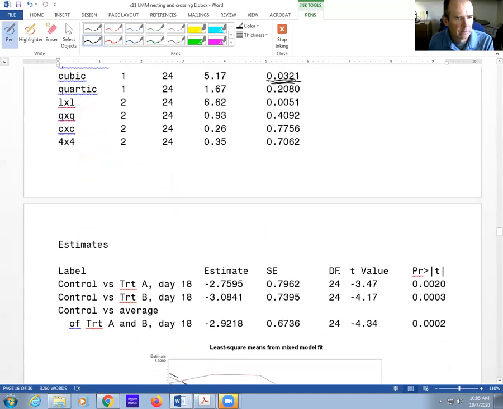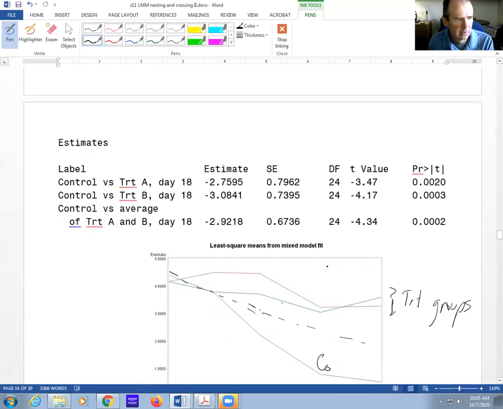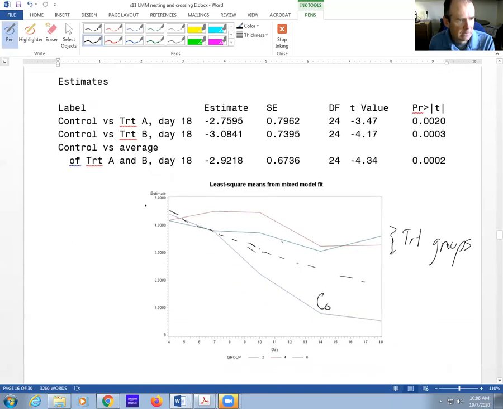Okay, and then we have tests at day 18, specific tests comparing the control versus each of the treatments, and then the treatments to each other. This one is a little surprising. I'm going to have to check that one because it doesn't seem like they're that different.